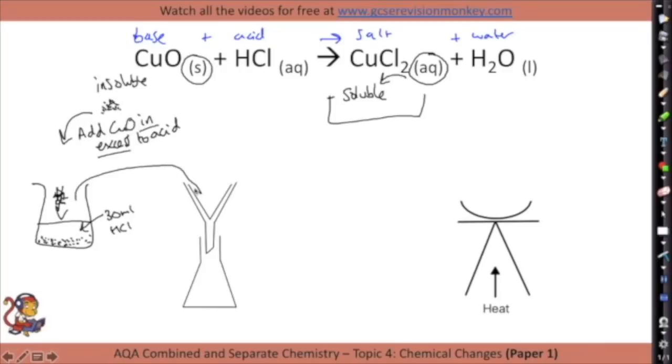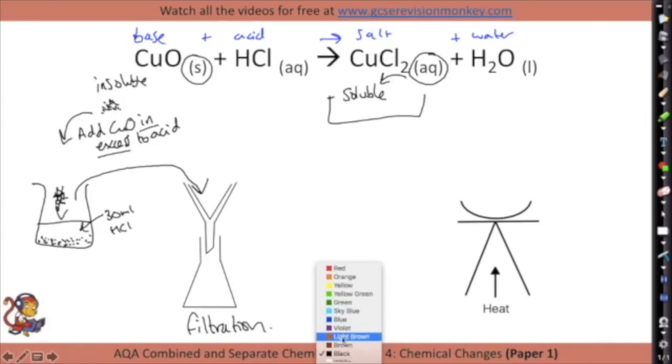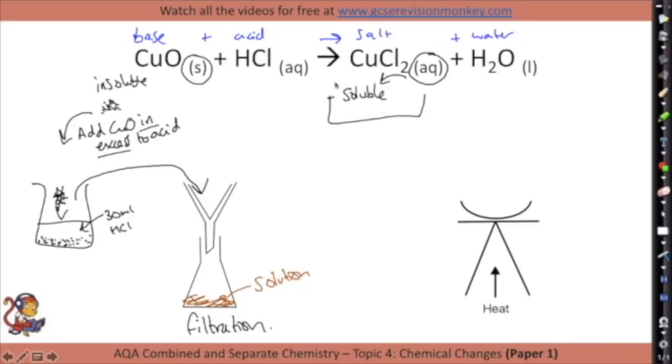So the first process is filtration. We'd pour that reaction into our filter paper inside our funnel. And in the conical flask, we would collect our solution containing our salt and our water, and at the top here we would have our excess copper oxide collected and filtered out.